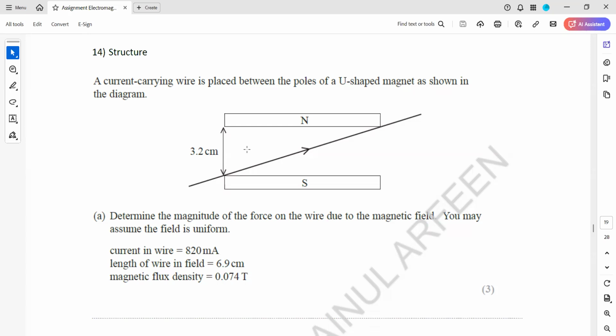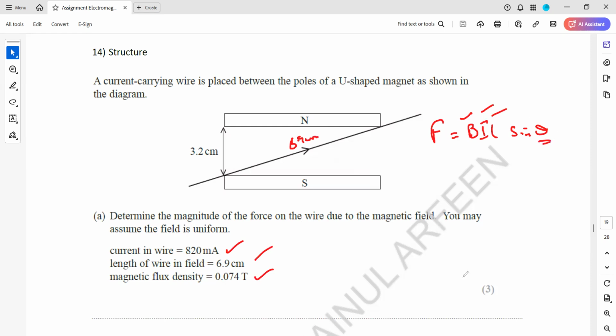The length of the wire is 6.9, and the magnetic flux density is 0.074. So this length of the wire is 6.9 centimeter. To get the force on the wire, we use the formula F equals BIL sine theta. We have the strength, we have B. We know the current, 820 milliampere, we can convert. We know the length of the wire.